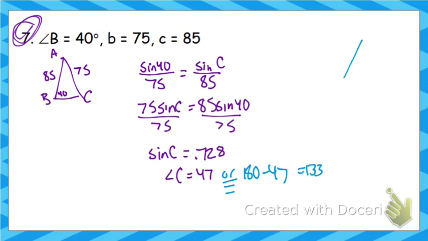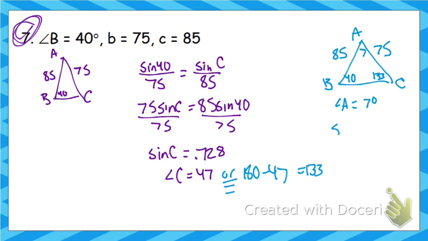So since we have two possible answers, let's draw our second triangle. Fill in all of the same original given information. And then the new information, angle C is 133. Let's make sure that triangle is actually possible. If I do 180 minus 40 minus 133, that is possible. It's a very small angle A, but there is an angle A there. That angle A is 7.